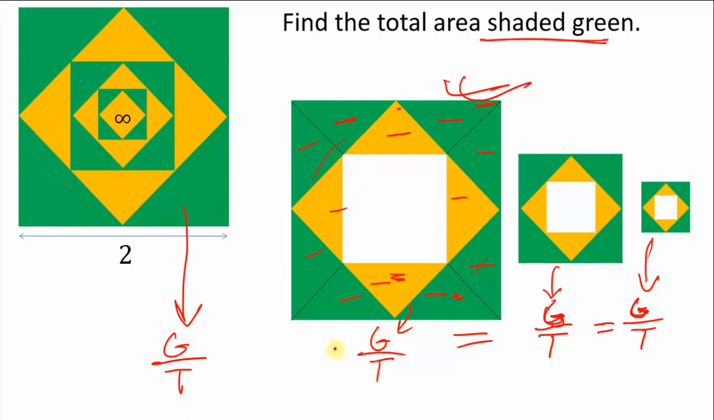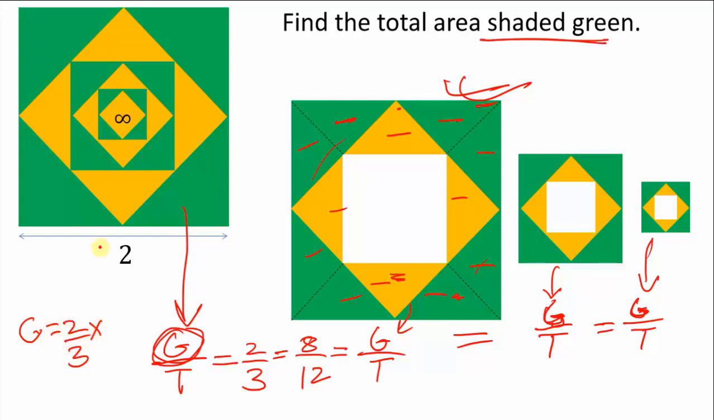So green upon total, this ratio is what? 8 upon 12, which is 2 upon 3, which will hold true for this figure also. Green area upon total area in this figure is 2 upon 3. So we have to find green area, that would be 2 upon 3 into total area of this figure, which is 2 into 2, 4. This will come out to be 8 upon 3. Okay. Total area shaded green is 8 upon 3.